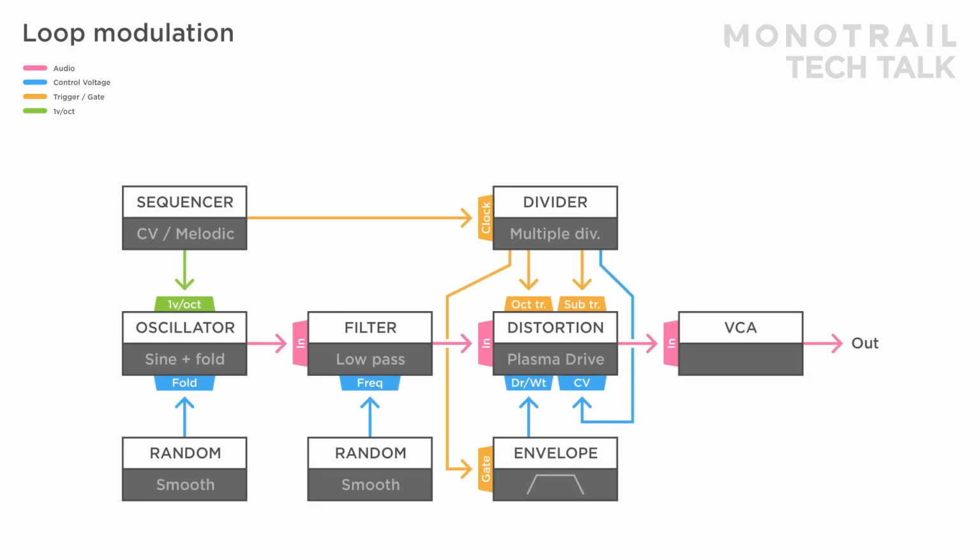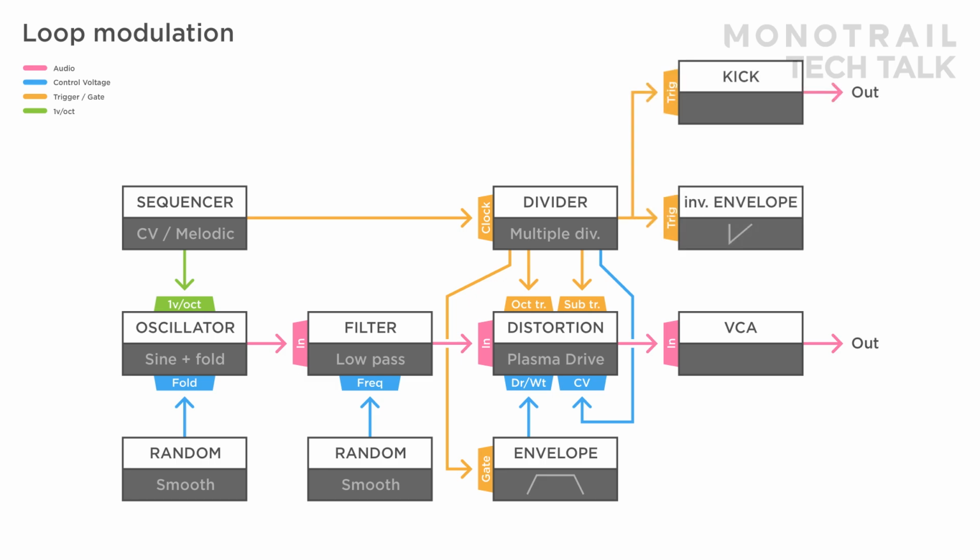Here, the voice is sent through a VCA. Another division is triggering a kick as well as an inverted envelope. And that inverted envelope is ducking the VCA for a classic sidechain effect.